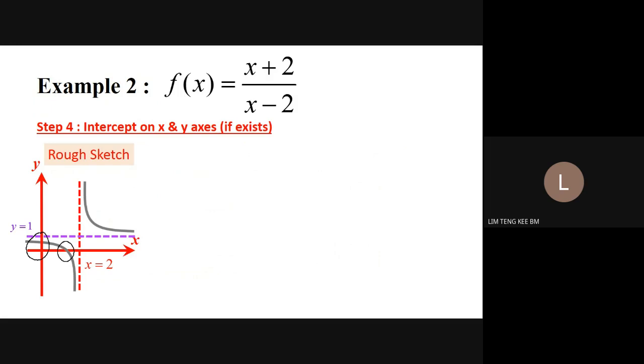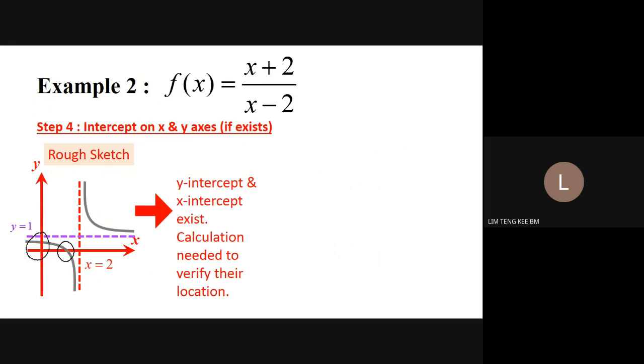But once again, whether they are located like what we have in the rough sketch is another story that we need to verify by calculation. So here, we know the x and y intercepts exist. Further calculation is needed to verify the location. To calculate the y-intercept, I let x equal 0. I find that y equals -1.